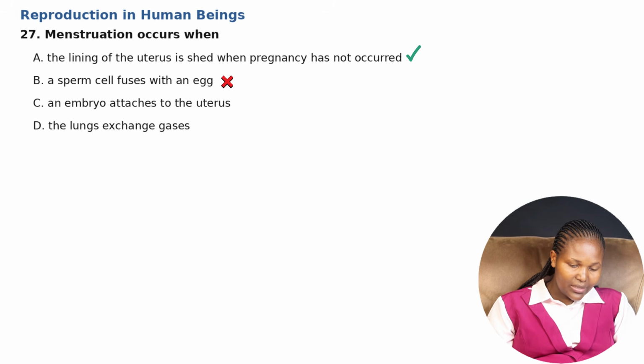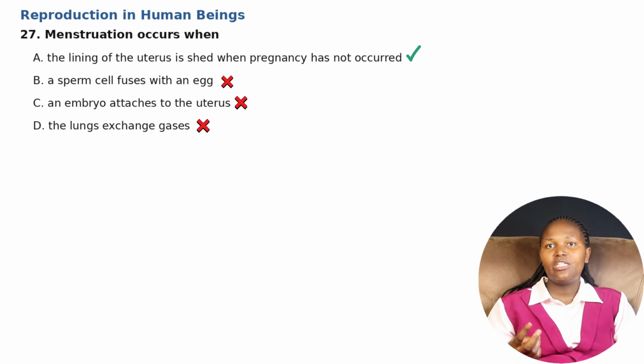An embryo attaches to the uterus. Now that is called implantation. And D is unrelated to reproduction. Now as a learner, you should always understand that menstrual cycles can vary from person to person and that challenges such as pain, irregular periods, or unusual bleeding may need appropriate support or medical advice.